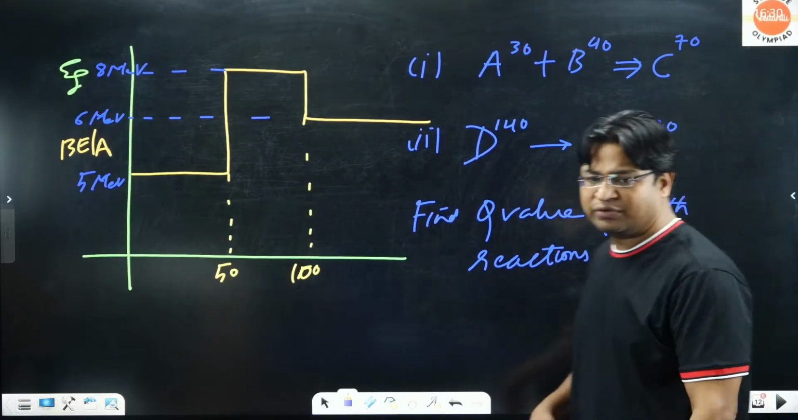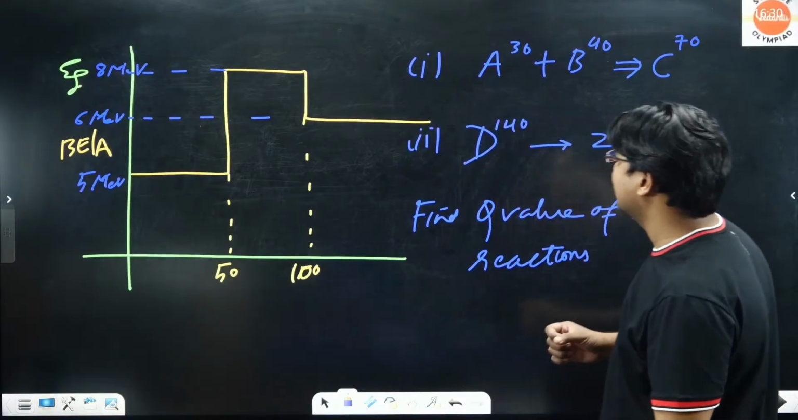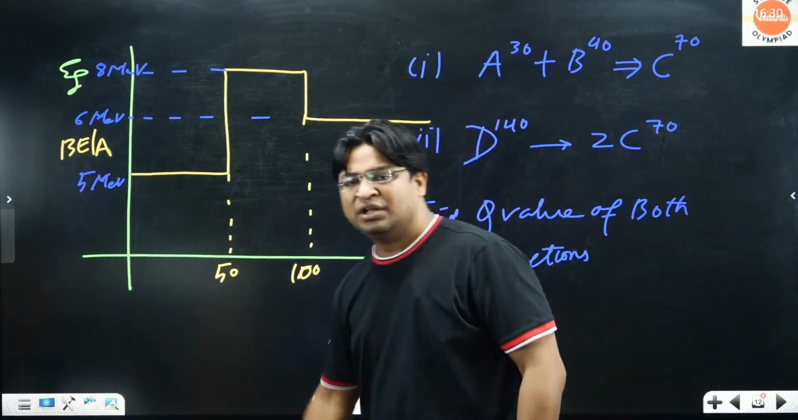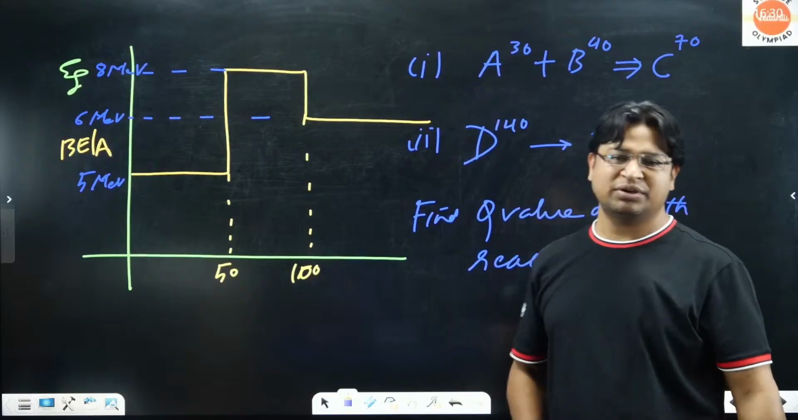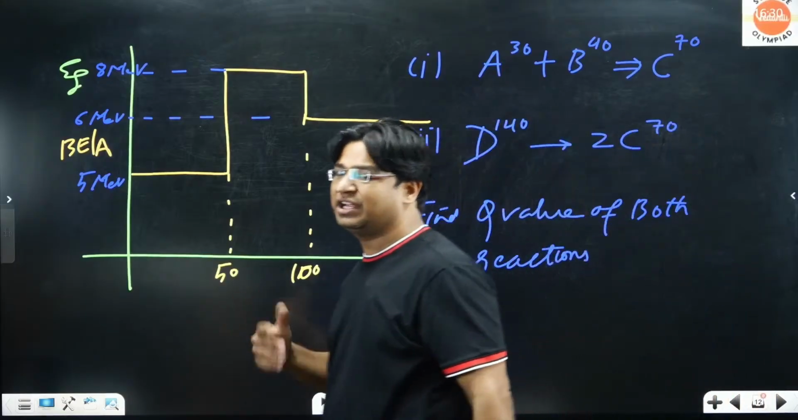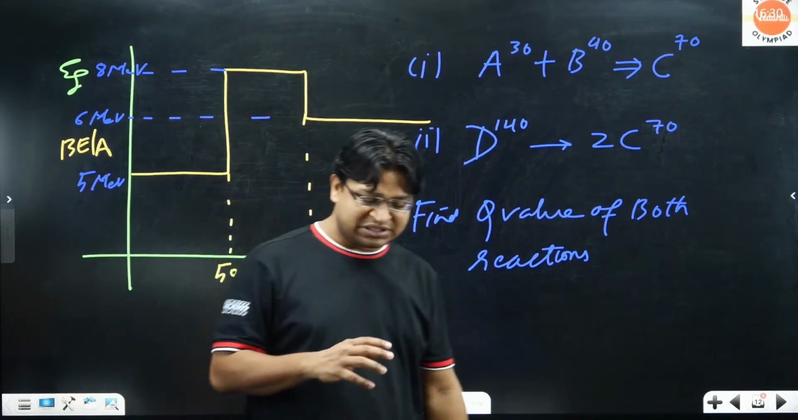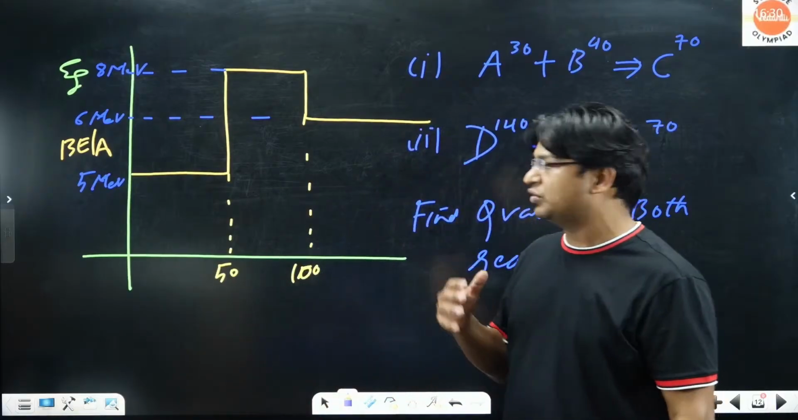So how do we do it? How do we find the Q value? First of all, from this graph, do we know the binding energy of A? Okay, we will have to read the information from the graph. The graph conveys a lot of information. We have to read it and we have to use it.